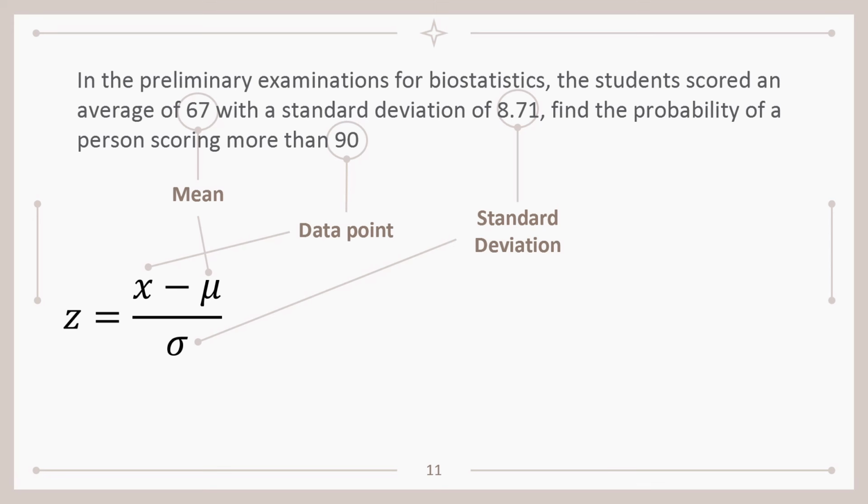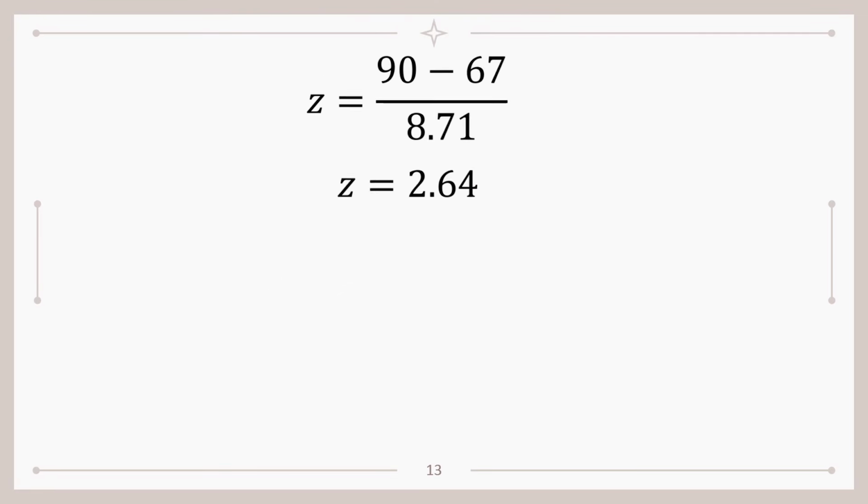So all we have to do then is to substitute the values for the variables, and we get this formula. And if you input that in your calculator, do make sure that you're following the right order of operations, we get 2.64. And now we can use this z-score to look for the specific area under the bell-shaped curve that we are trying to reference. And by using that area, we can then find out the probability of a person scoring more than 90 in the exam. Okay, so let me show you how to do that.